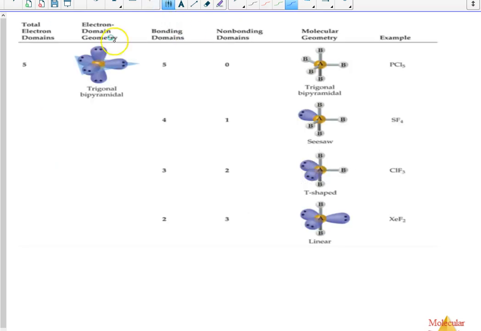So when we have 5, if all of them are bonding, then we have trigonal bipyramidal. If we have a 4-to-1, we have what we call a seesaw. It's a seesaw because if you take this thing and you put it down, you'd have 2 legs, and then you'd have the 2 things for people to sit on. I took a picture because they actually did this one, if I remember right.